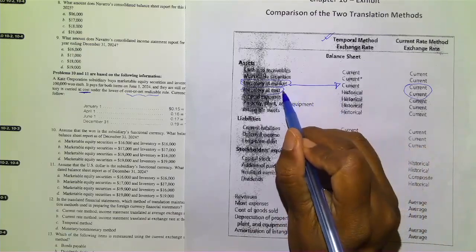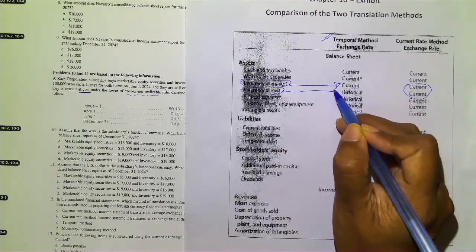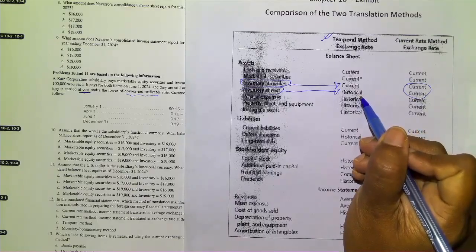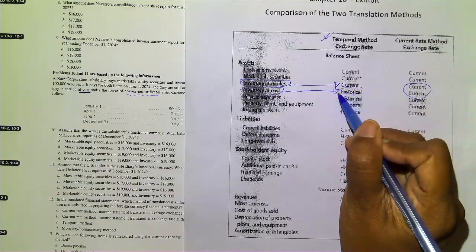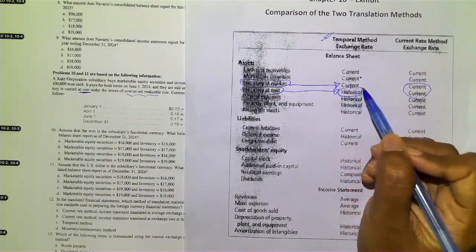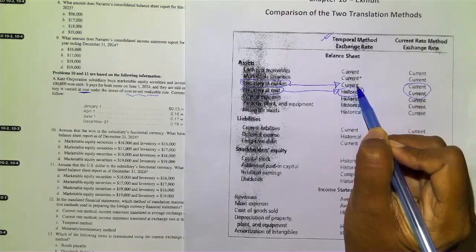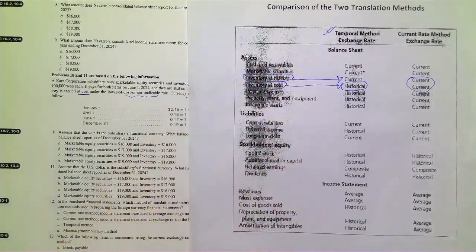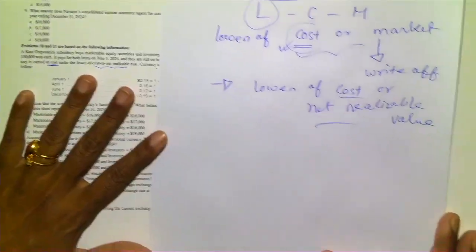If your inventory is recorded as per the cost value under the temporal method, you're going to use the historical rate. What do you mean by historical rate? Historical rate means the day you purchase the inventory. Current rate means the day you are preparing your statements, which is usually December 31st or the last day of your fiscal year. So most problems will mention it, especially if it's a temporal method. It will mention that inventory is at cost or market.